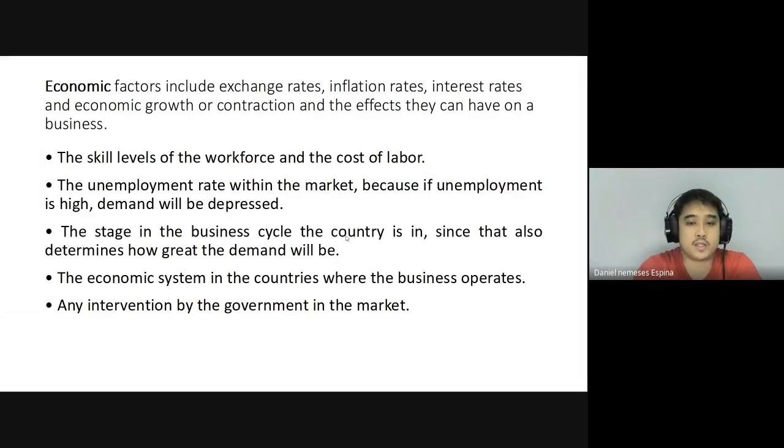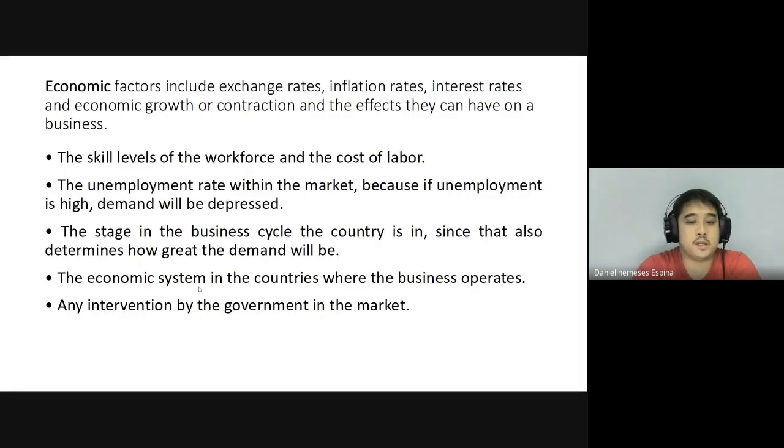The stage in the business cycle the country is in also affects how great the demand will be. So for example, our country is experiencing a recession. When you say recession, there is a slowdown of the economic activity in the country. So the recession could also affect the business operations.